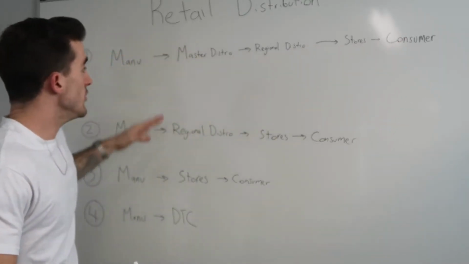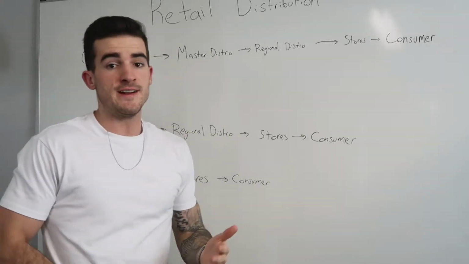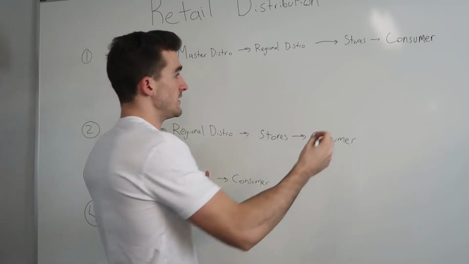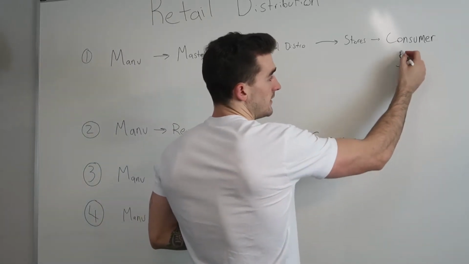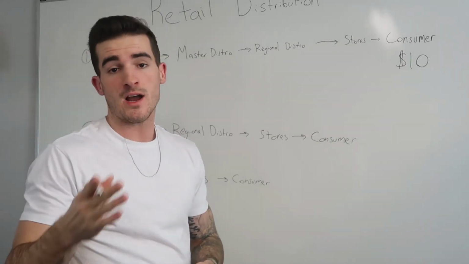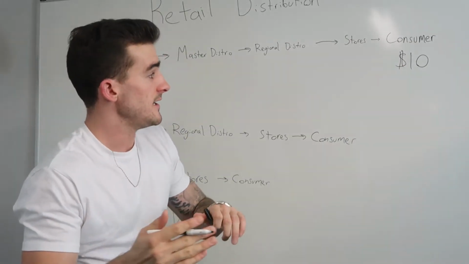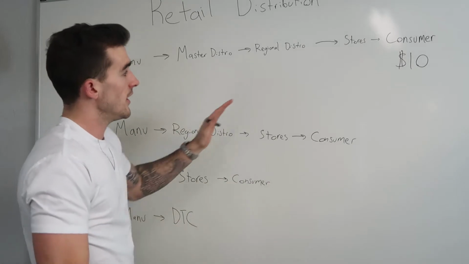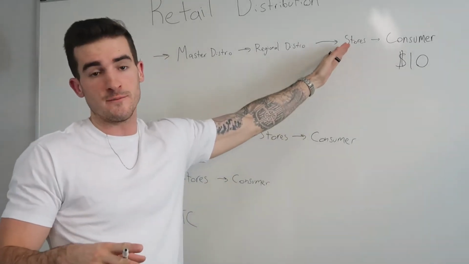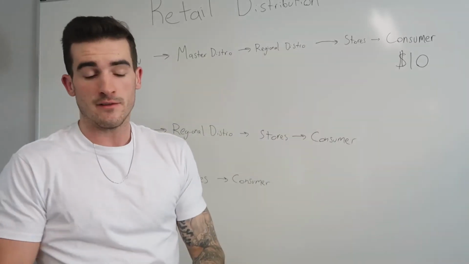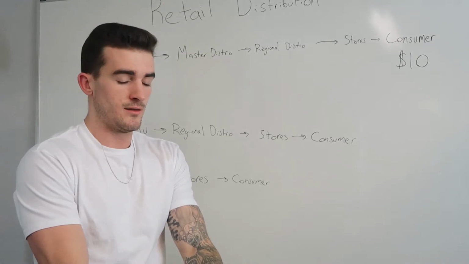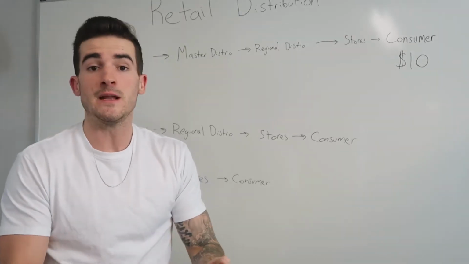So let's go through and talk about the margins and the breakdown that these people are looking for. We'll do some simple numbers. Let's start with a retail product that costs $10. So you go into a store, you buy a product for 10 bucks. Let's see where all the money goes. All stores are looking for like a 50% margin, meaning if they buy something for 5 bucks, they're going to sell it for 10. If they buy something for 20 bucks, they're going to sell it for 40. They're looking for a 50% margin.